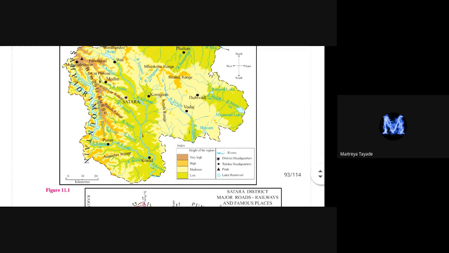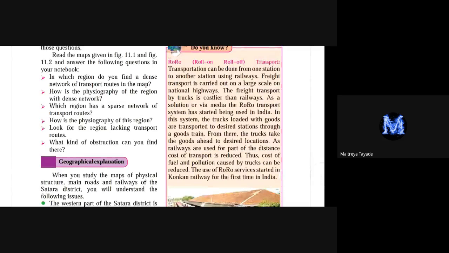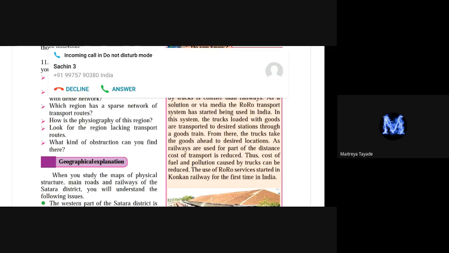Okay guys, how is the physiography of a region with a dense network? Okay, ज्या ज्या ठिकाणी dense network आहे त्या ठिकाणी फिजिओग्राफी कशी आहे, भौगोलिक स्थिती कशी आहे. फिजिओग्राफी मीन्स त्याची जिओग्राफिकल एरियाज कसा आहे, whether it is a plain area, whether it is a plateau, whether there is a hilly region.